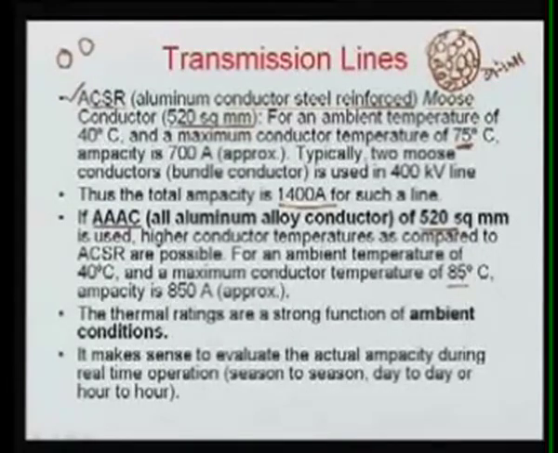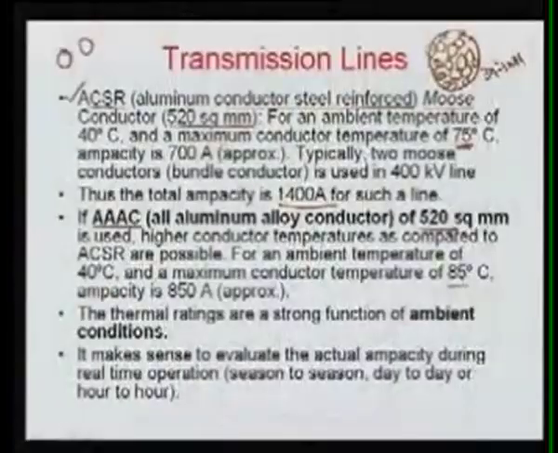The thermal rating is a strong function of ambient condition. As I said, the ambient condition means the outside condition. That is, whether it is a rainy season, windy, cold season or hot season, this thermal rating depends upon the season and the condition outside the conductor. It makes sense to evaluate the actual ampacity during real time operation, especially due to variation from season to season, day to day or hour to hour. Even hour to hour this varies, because in the night it may be cold and in the daytime it may be hot. So how much you can load depends upon the time, hour to hour, day to day or season to season.